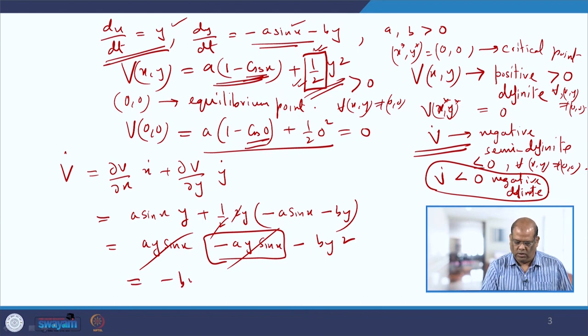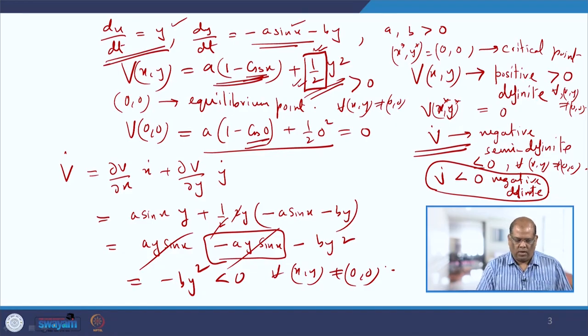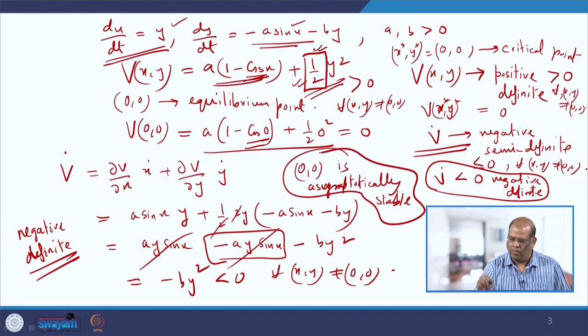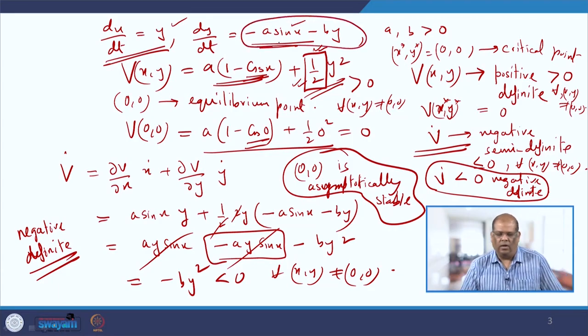So you get minus b y square, and this is less than 0 for all (x, y) not equal to (0, 0). So this satisfies negative definite. And you can say that the origin is asymptotically stable. So this is one particular example where we have a non-algebraic term, mainly the trigonometric term as sin x. Let us move to the next example.